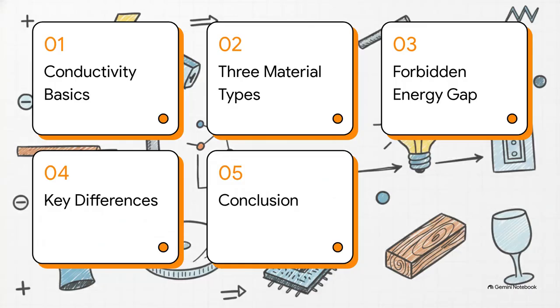Let's just dive right into our roadmap for today. We'll kick things off with basic conductivity, move right through the three main material types, explore this super fascinating thing called the forbidden energy gap, compare their physical differences, and then, of course, wrap it all up with some real-world applications.